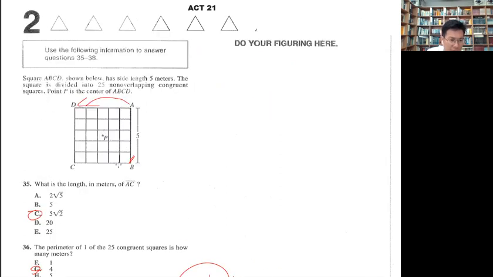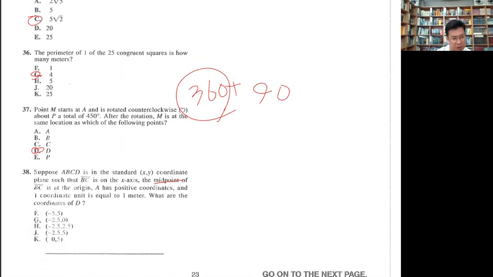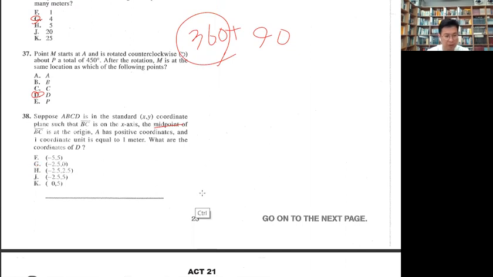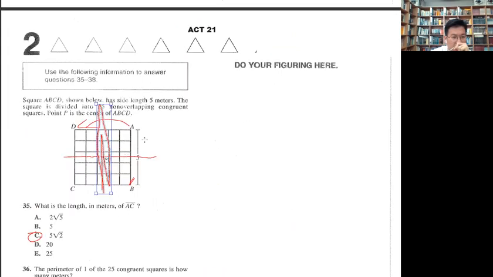So this is origin, and D. XY is minus, XY, this is minus 2.5 and then positive 2.5, which is H. Oh, no, what am I talking about? I did wrong.